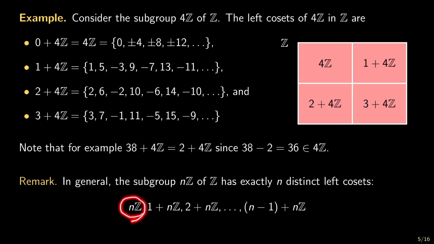These are the integers which are multiples of n. These are integers which leave a remainder of 1 when you divide by n. These are integers that leave a remainder of 2 when you divide by n, and so on. And these are those that leave a remainder of n minus 1 when you divide by n.